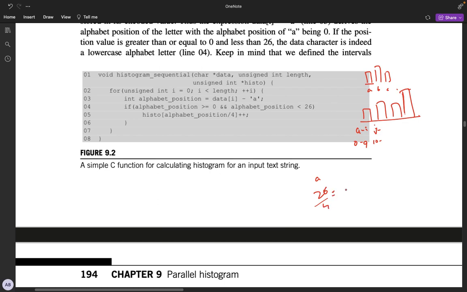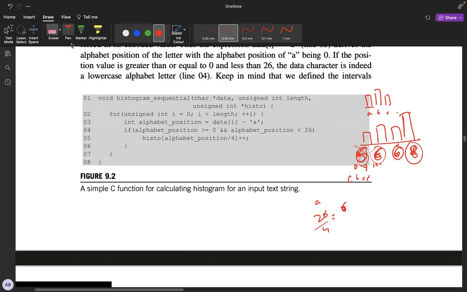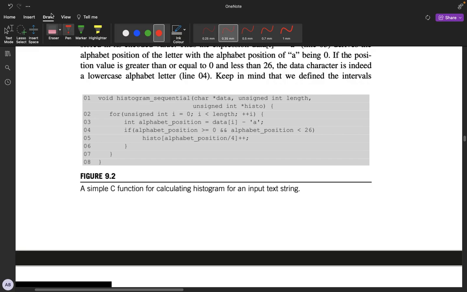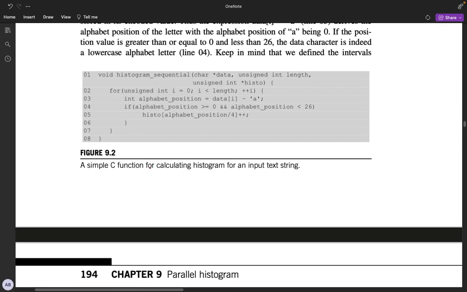What is 26 by 4? 6, right? So the first 6 characters come here, the next 6 characters come here, the next 6 characters come here, and the last 8 characters come here. So A, B, C, D, E, F come here, and the next 6 come here, the next 6 come here, and 8 come here. So this is a simple C loop implementing this. If you want to do the same thing in CUDA using parallel programming, we would do something like this.